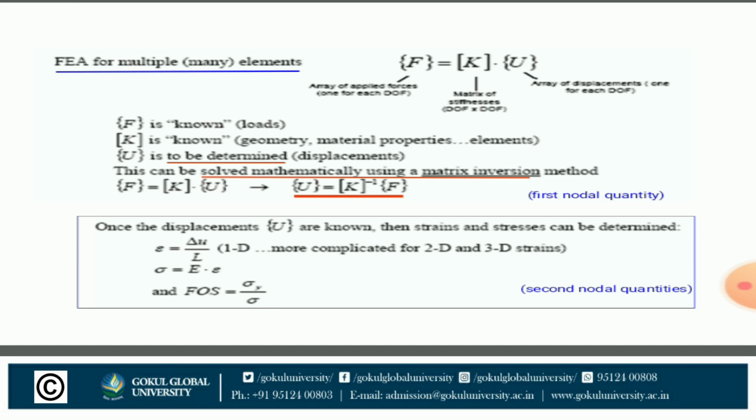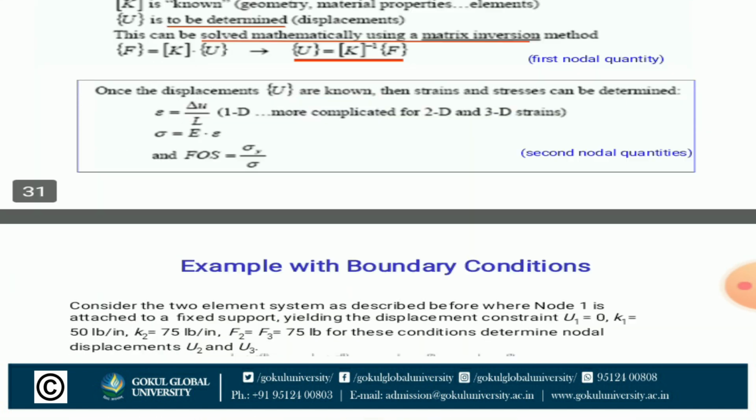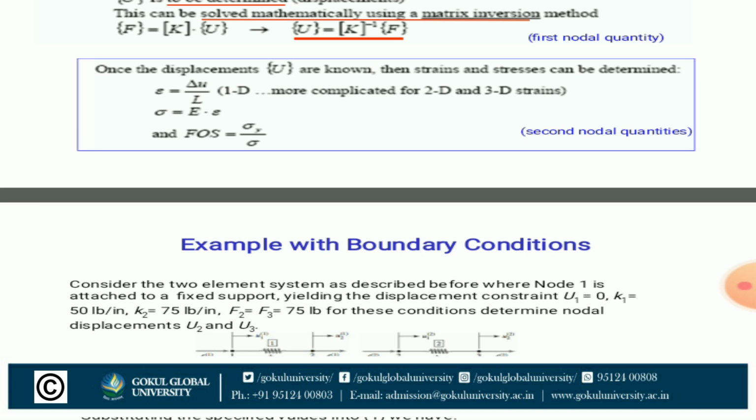The second nodal quantity is the strain, which is displacement, or change in length, upon the original length. Then stress is directly proportional to strain as per Hooke's law, so modulus of elasticity times strain is equal to stress. Then the factor of safety is calculated from the stress at any node divided by the actual value.